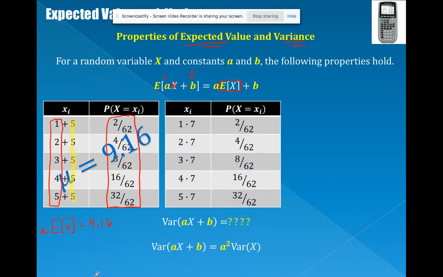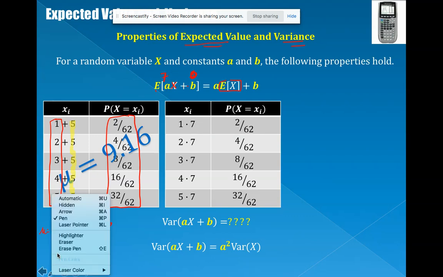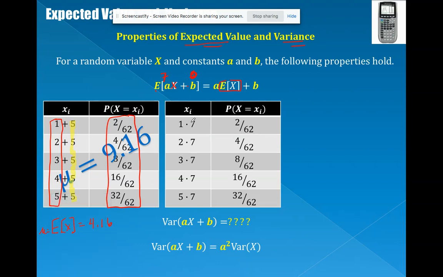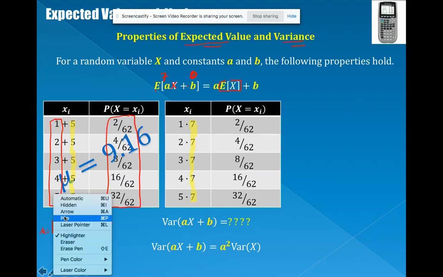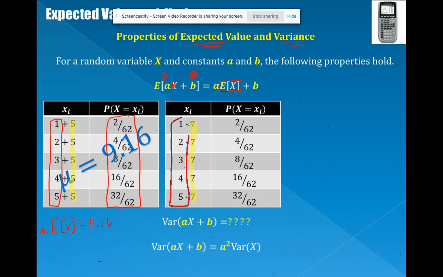Look at this next table. This time B was 0. I didn't add anything, but my multiplier was 7, right? Every random discrete value was multiplied by 7, but I had the same originals and the same probability. So my new expected value was just 4.16 times 7. This was equal to 4.16 plus 5.